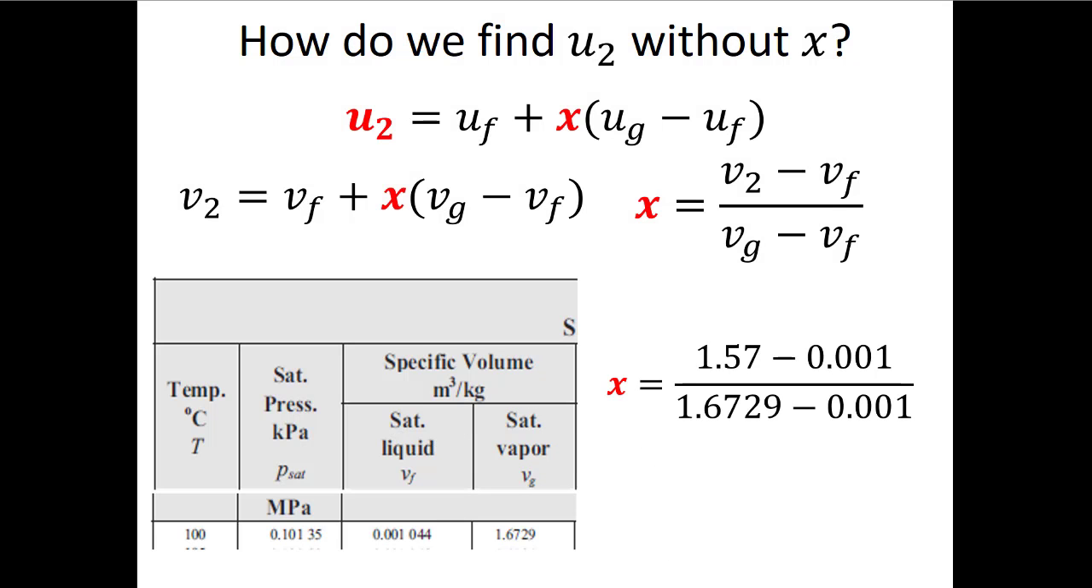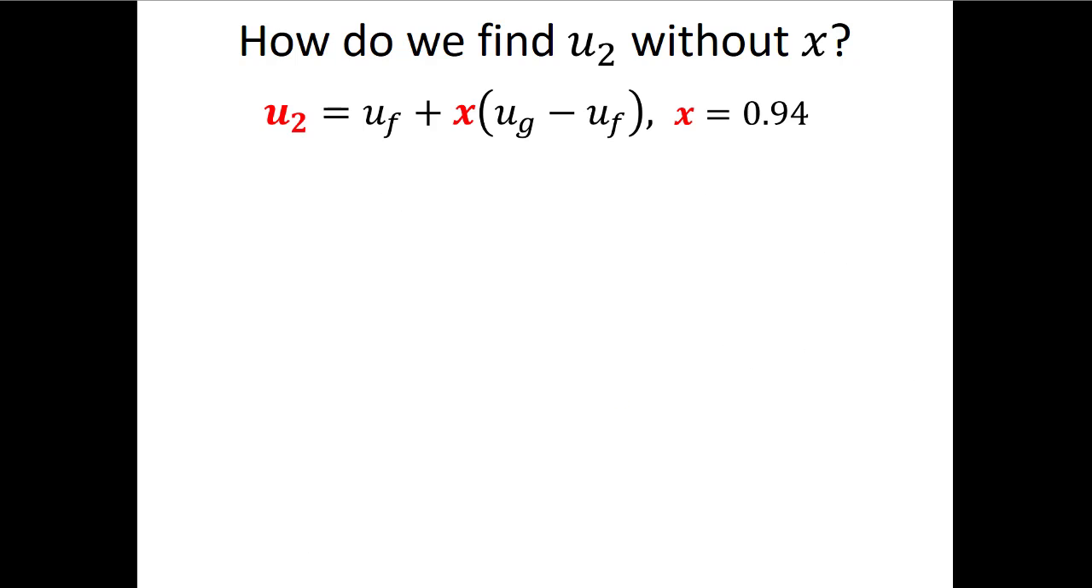So now I know V2 is 1.57, and from that I can find that the quality is pretty close to 1, right? It's about 0.94. Or if we think about it, that mixture is 94% saturated vapor, so it looks like steam, right? And 6% saturated liquid, right? So it's still some mixture, but we're pretty close to boiling all that liquid water away.